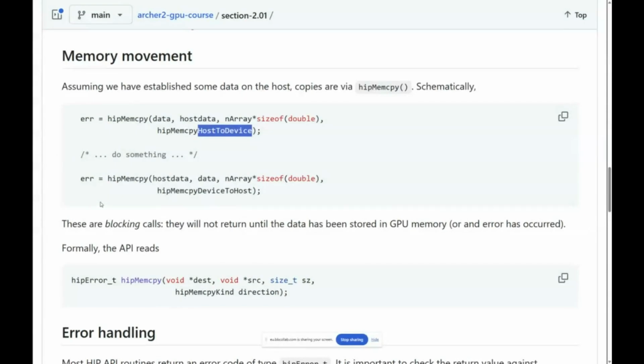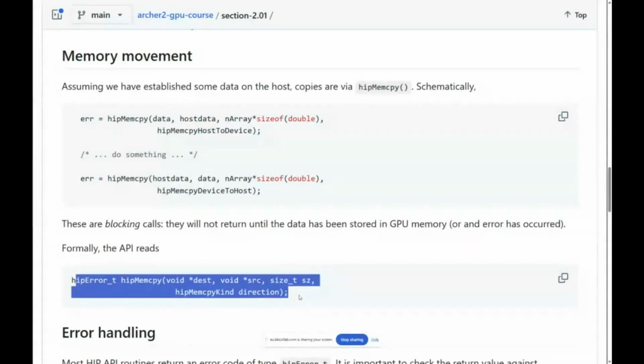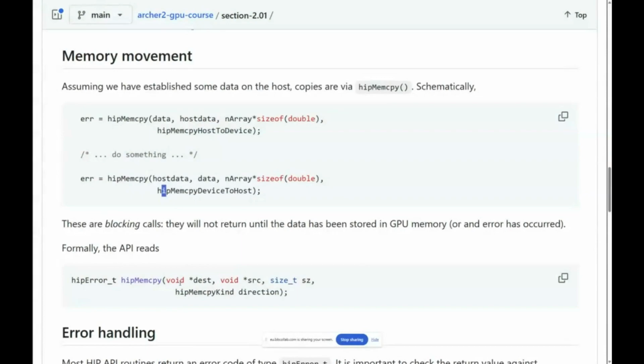These are blocking calls, they will not return until the data has been stored in GPU memory or an error has occurred, so basically it will block any other transactions happening on this data. And again, they return error codes we'll need to handle. The signature is provided here. This name here is a memcpy kind. It provides a direction.